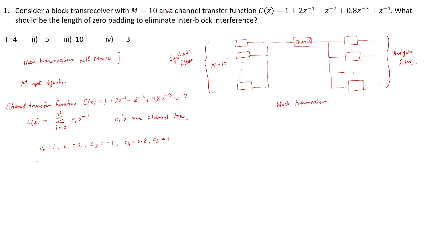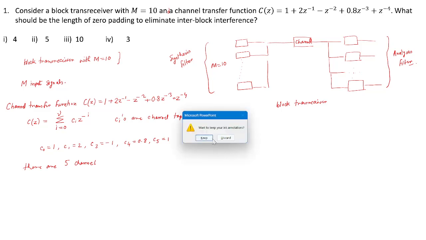So you can see there are 5 channel taps. Just a minute, I think there is some problem right here, the system is slowing down somehow.